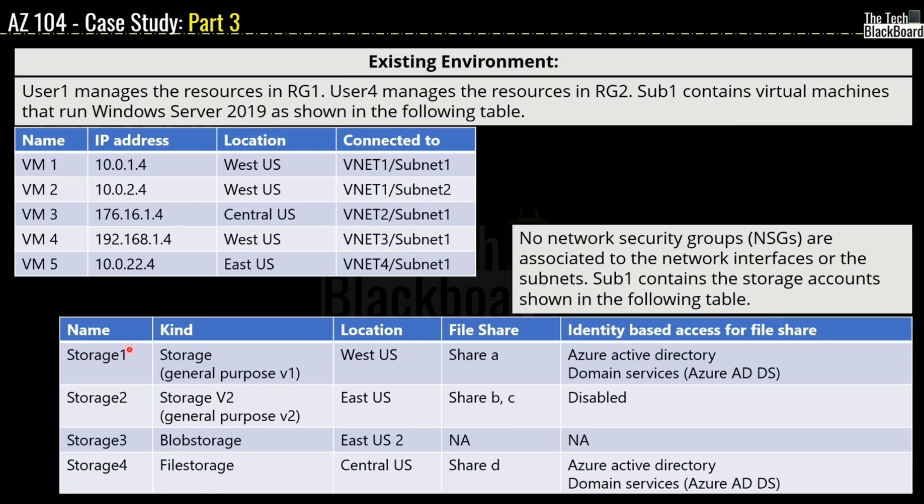Here you can see that we are given 4 storage accounts. Along with that, we can note that storage 1 is general purpose version 1. Storage 2, on the other hand, is StorageV2, which means that it is general purpose version 2. And then we have storage 3, which is blob storage, and storage 4, which is file storage. Friends, it's very important that you note the kind of storage associated with each storage account. Throughout the questions, I will bring the relevant sections from the case studies so that we can relate the questions with the case study.